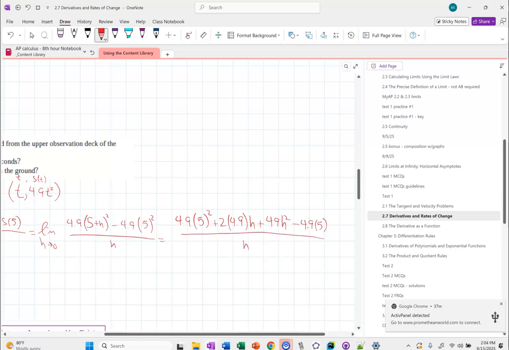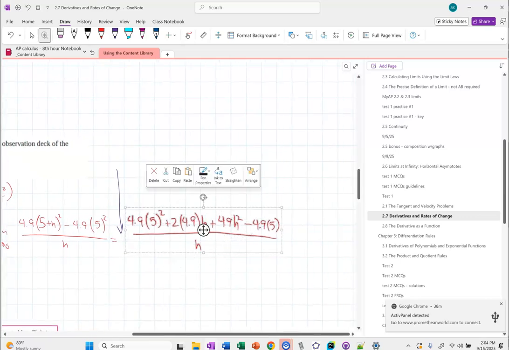Uh-oh. I did something wrong. Who sees what I did wrong? I wrote down something wrong here. Who sees the mistake? Where did the limit go? I forgot to write the limit down. On your test, if you forget to do that, am I going to mark down? Yes. Okay. So on all these limit problems, again, got to be careful.